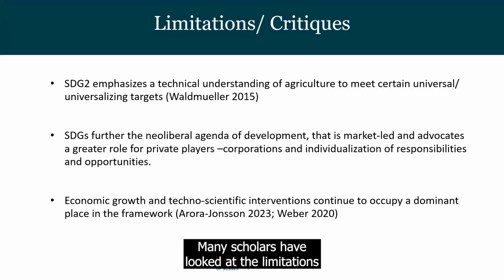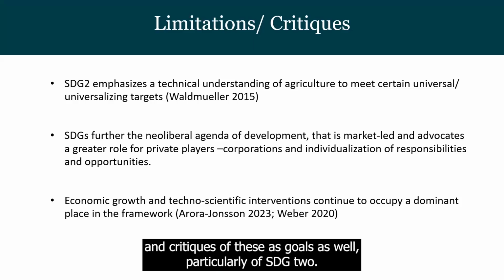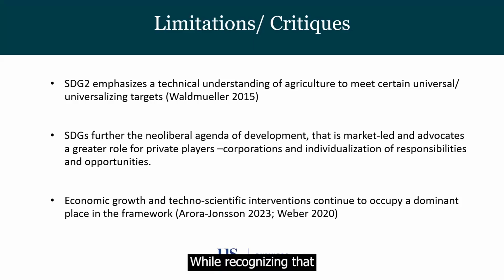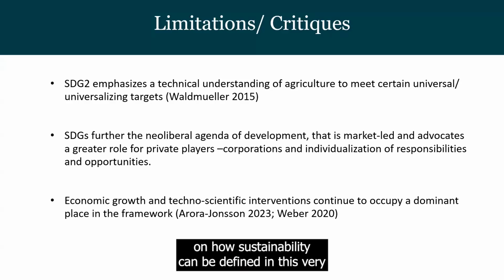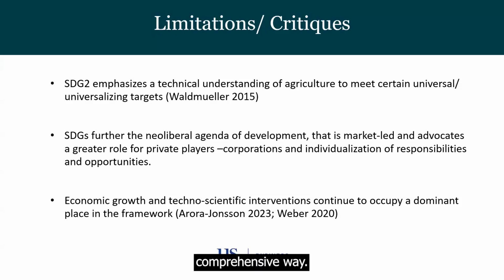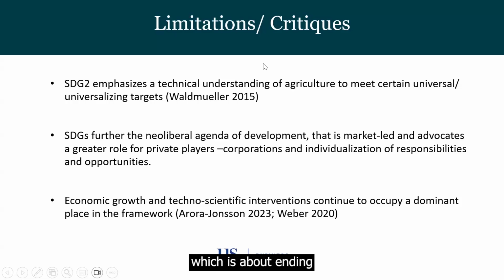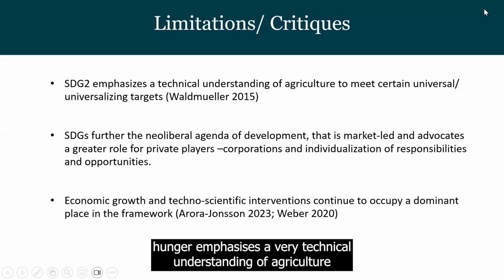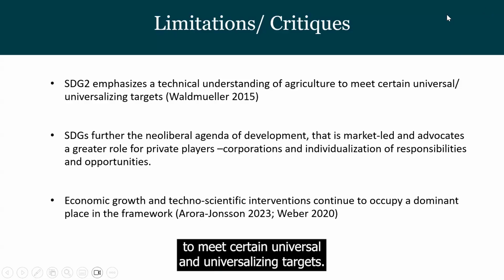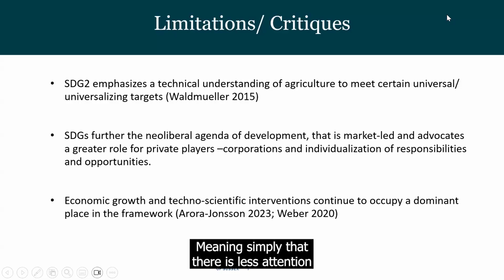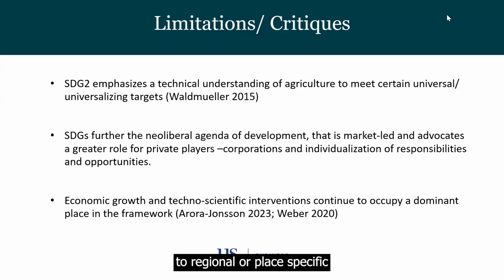Many scholars have looked at the limitations and critiques of these SDG goals as well, particularly of SDG 2, while recognizing that we have this very broad consensus on how sustainability can be defined in this very, very comprehensive way, right? So one of the critiques is that the SDG 2, which is about ending hunger, emphasizes a very technical understanding of agriculture to meet certain universal and universalizing targets, meaning simply that there is less attention to regional or place-specific challenges in terms of the food systems.